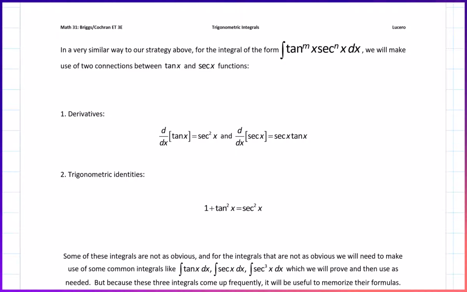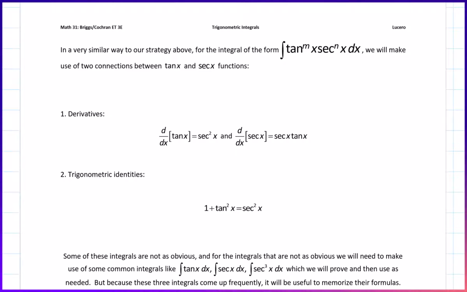In the last video, we talked about looking at integrals of the form sine to the m of x times cosine to the n of x dx. And we talked about the relationship between sine and cosine. Here we're going to talk about the relationship between the tangent of x and the secant of x.